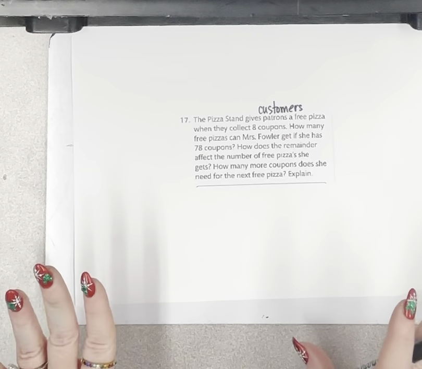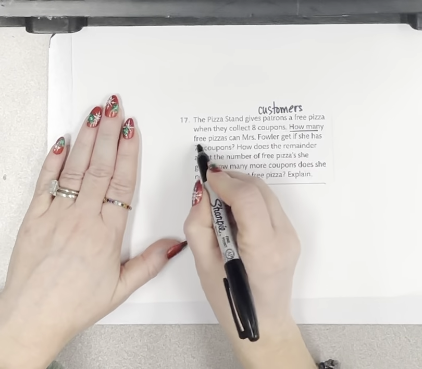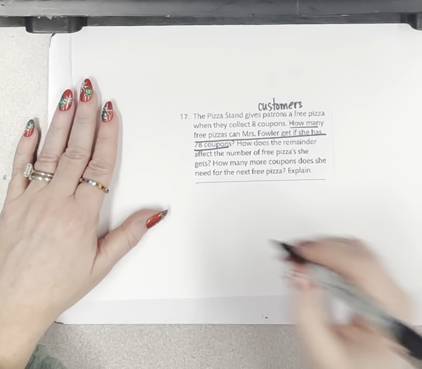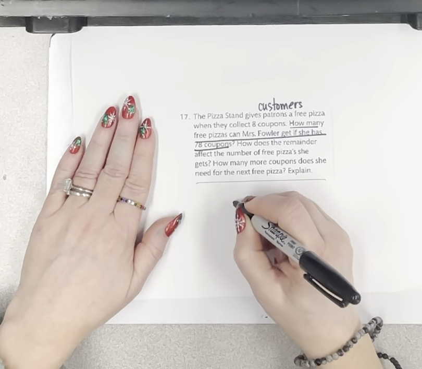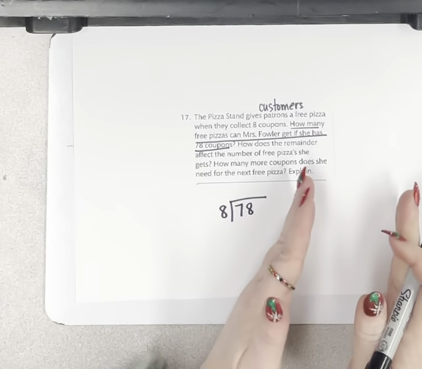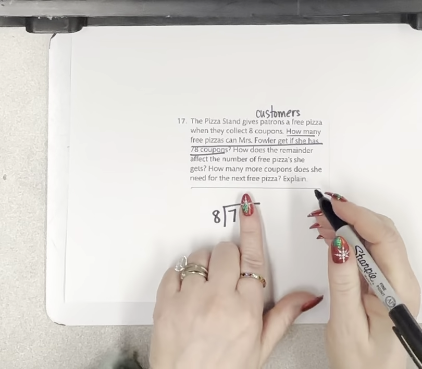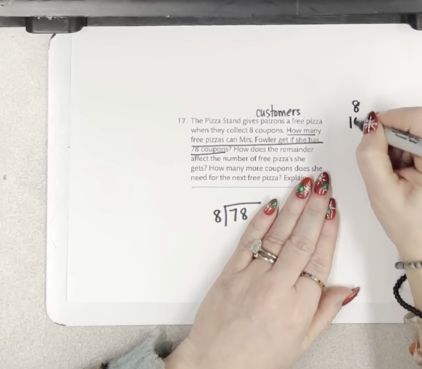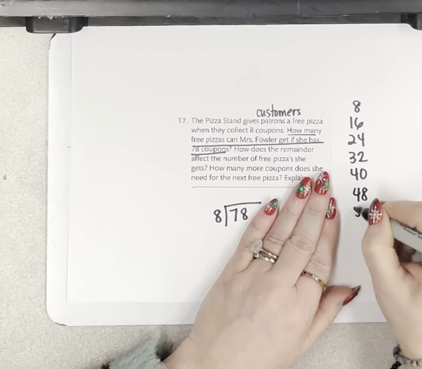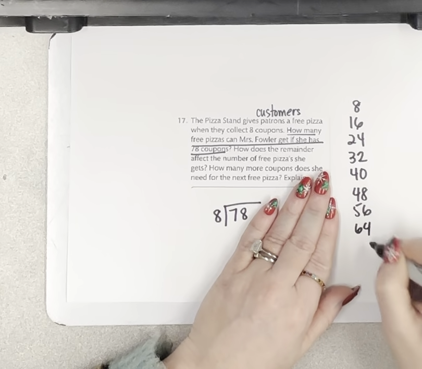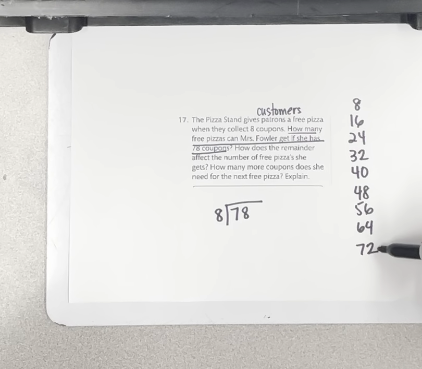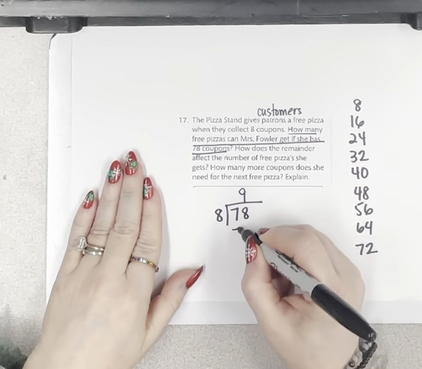Let's stop there. We want to answer this first question first. So, how many free pizzas can Mrs. Fowler get if she has 78 coupons? Well, we can do 78 divided by 8, because for every 8 she gets a free pizza. I'm going to write out my 8s. 16, 24, 32, 40, 48, 56, 64, 72. Okay, well, I'm looking, and the closest I can get is 72. 9 times 8 is 72.